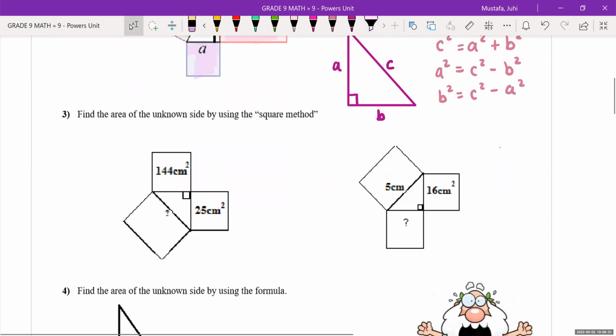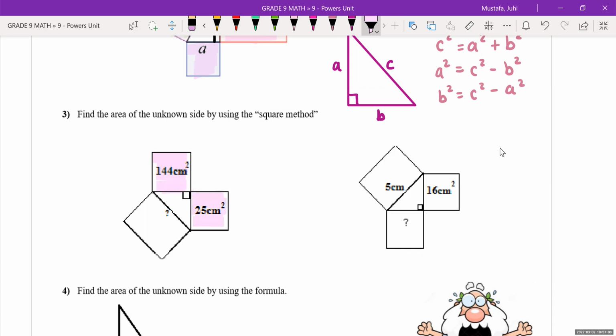Okay, question number 3 says, find the area of the unknown side by using the square method. So if we were to analyze this, we have a right angle triangle. We have squares attached to all of them. Even though I know this one looks like a rectangle, just assume it's a square. We've been told that this area is 144 centimeters squared, and this area is 25 centimeters squared. Are these small squares or the large square? Good.